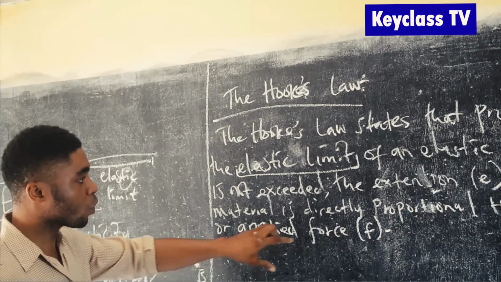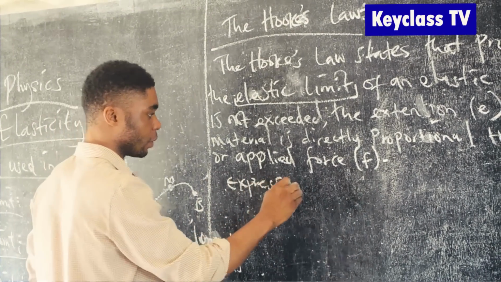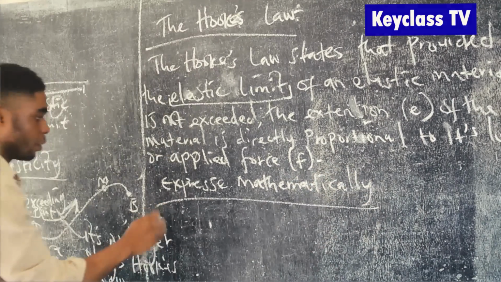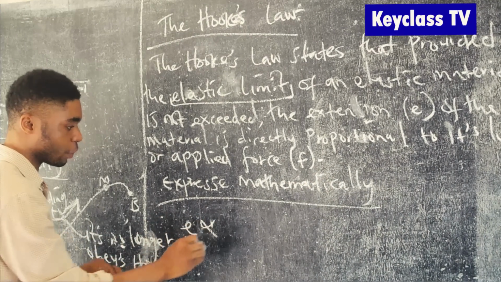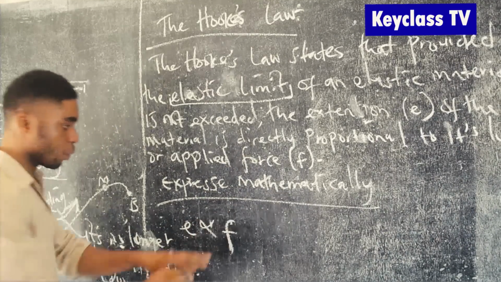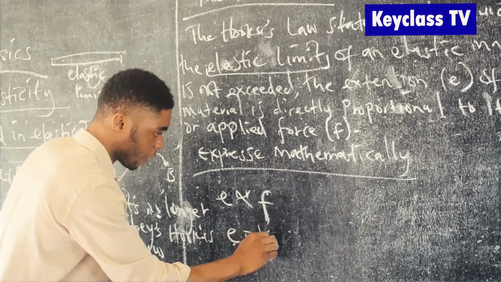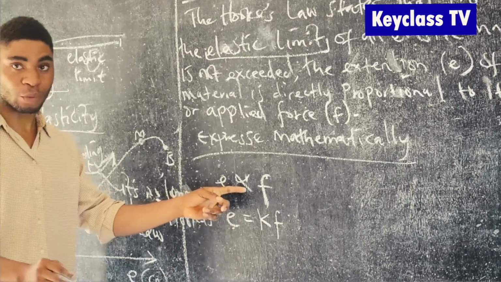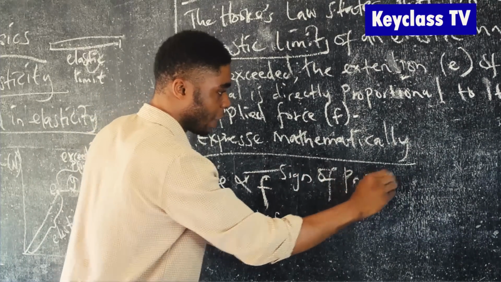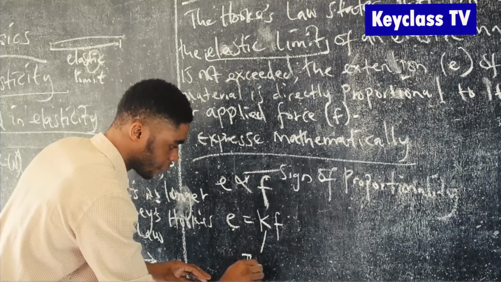Okay, like I was saying, we will express this mathematically. We will have that E, the sign of proportionality, is directly proportional to F, which is the force. And now we have E is equal to KF. When you remove this sign of proportionality, we have what we call the constant.